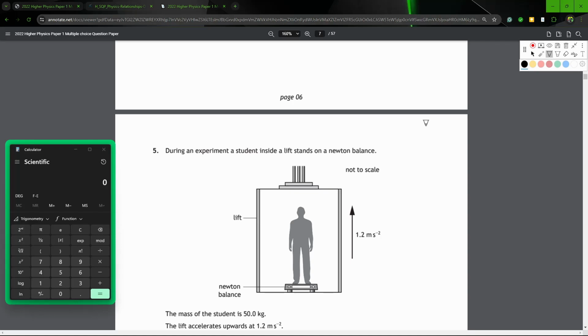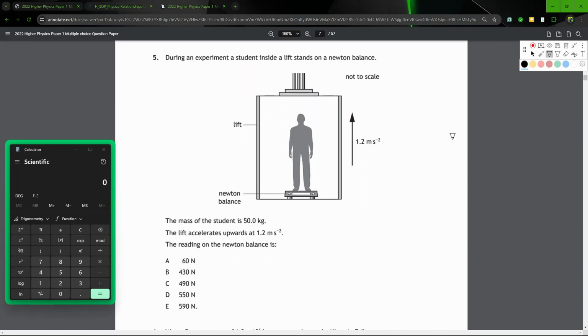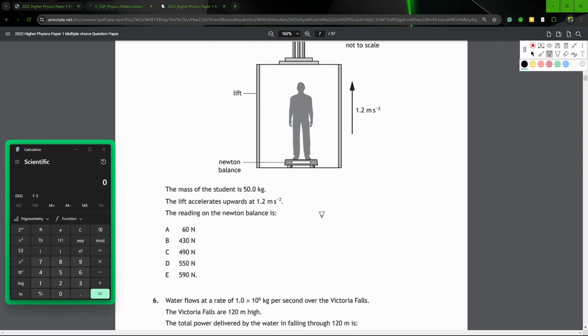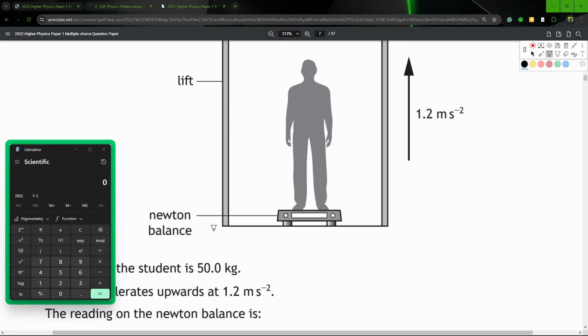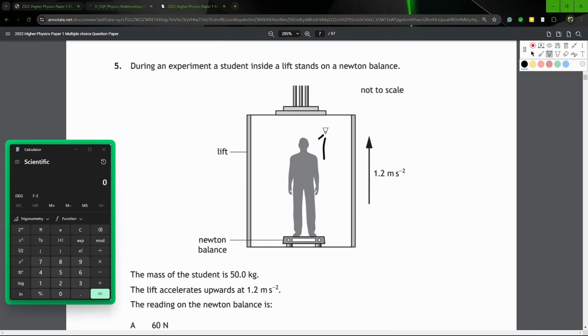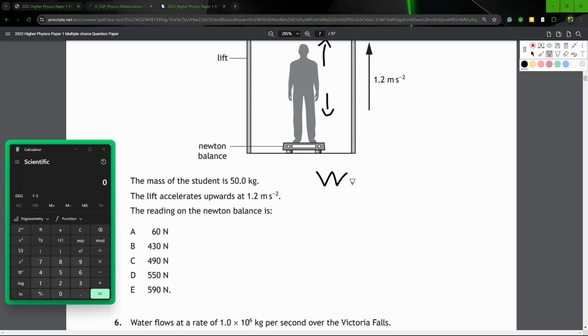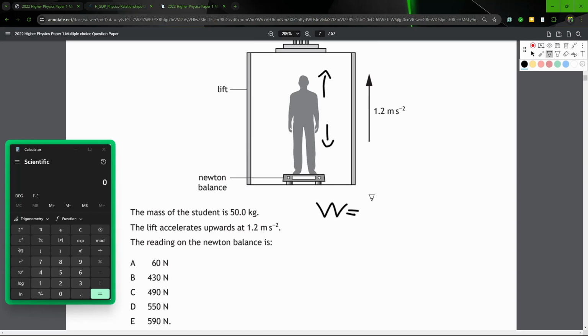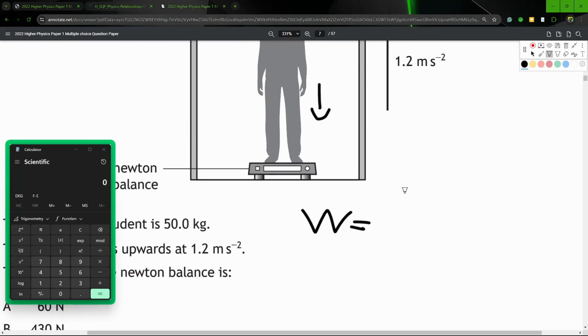Question 5. During an experiment, a student inside a lift stands on a Newton balance. The mass of the student is 50 kilograms. The lift accelerates upwards at 1.2 meters per second squared. What is the reading on the Newton balance? So Newton balance, remember, shows a scale that measures in newtons rather than kilograms. So how are we going to figure this out? Well, we want to get a force diagram on the student. So let's calculate what the weight component will be.